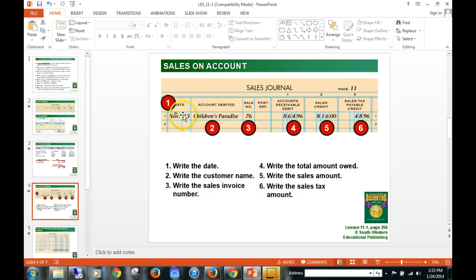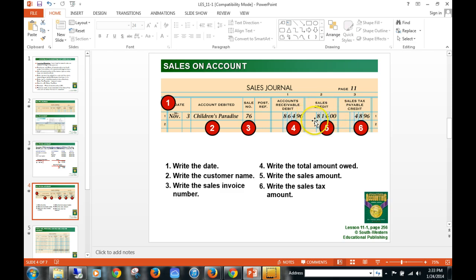So we're going to include the date. We're going to put the customer's name here of the account we're debiting. Children's Paradise, sales invoice number 76. We're going to debit that asset, increase it, $864.96. The sales portion of this was only $816.